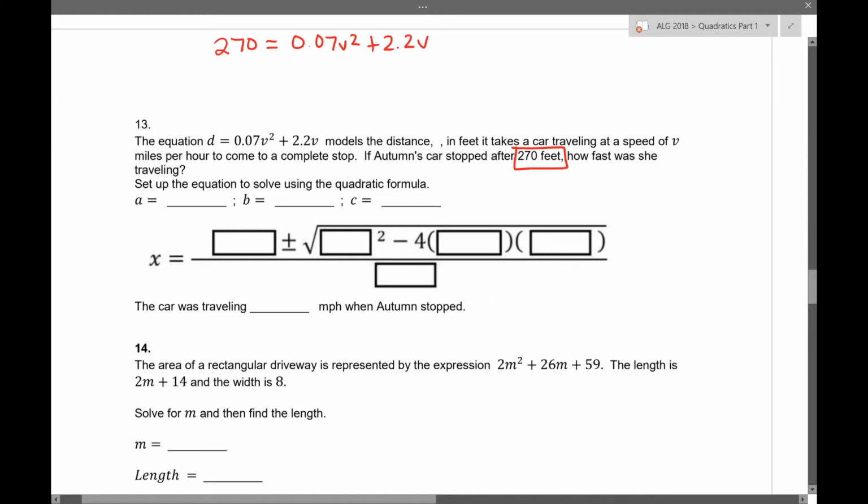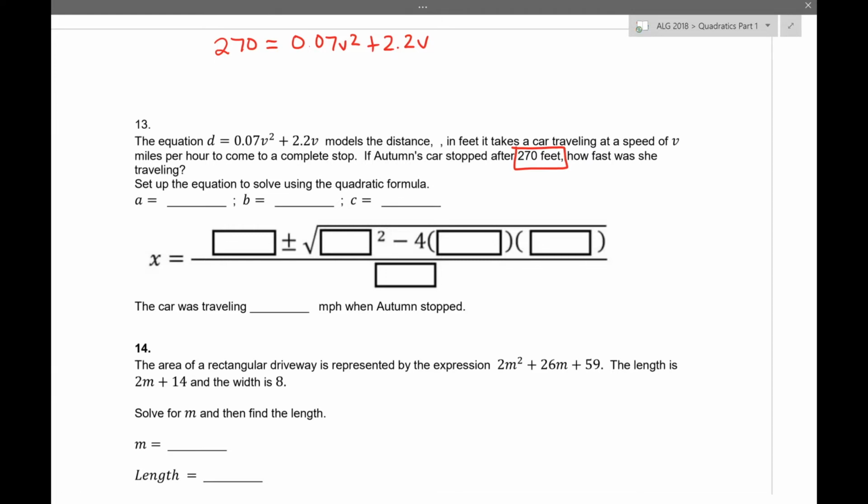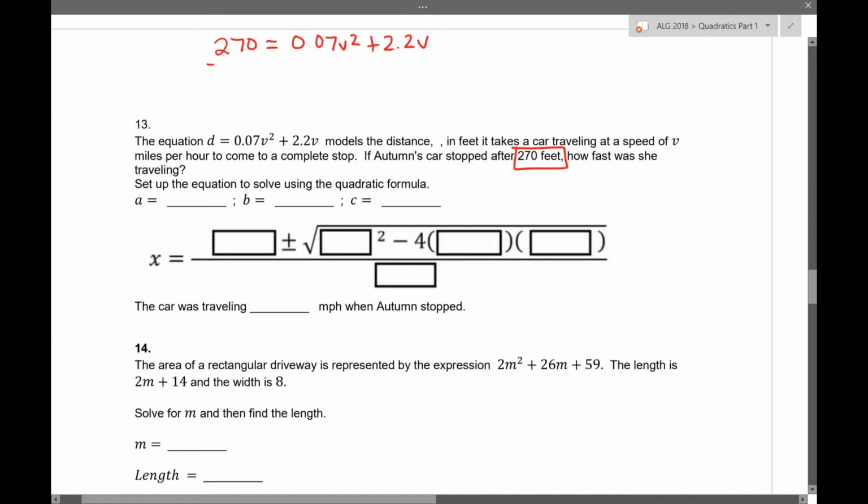Okay. Now, in order for me to solve these, every quadratic must equal 0. So how do I make this equal to 0? Well, I subtract 270 from both sides. That gives you 0 equals 0.07 v squared plus 2.2 v minus 270. Okay, so now there's going to be a problem just like this.